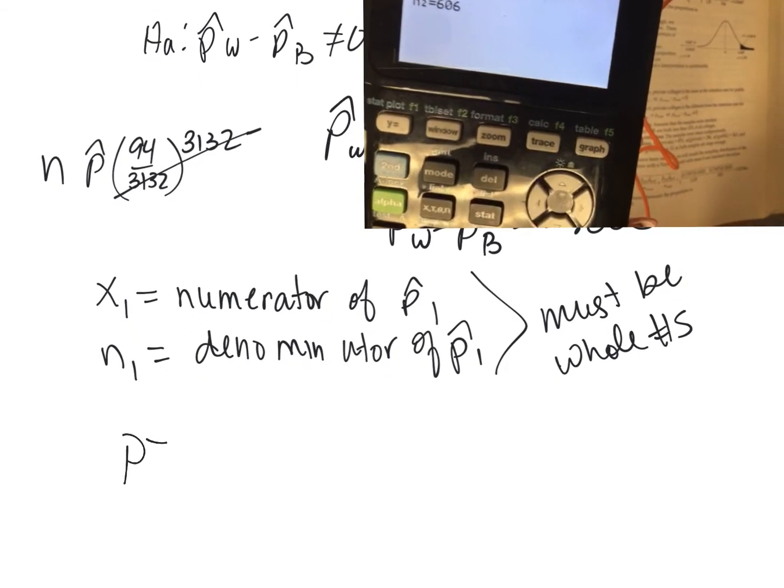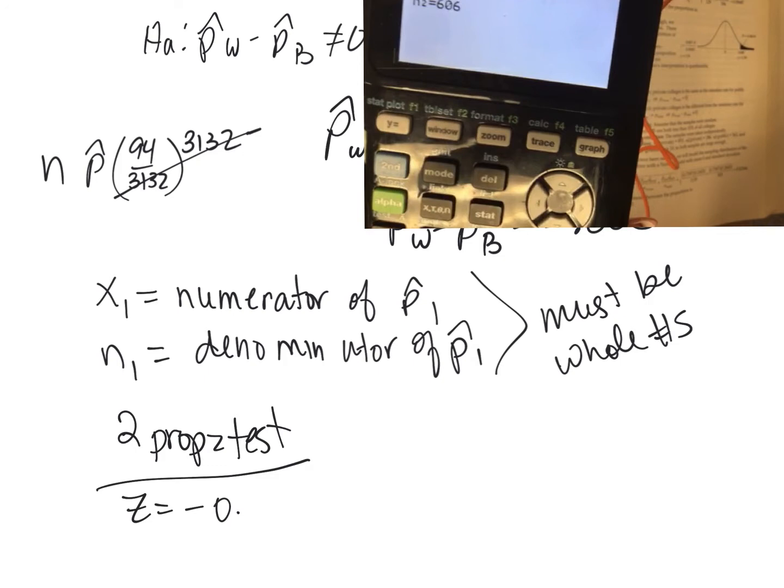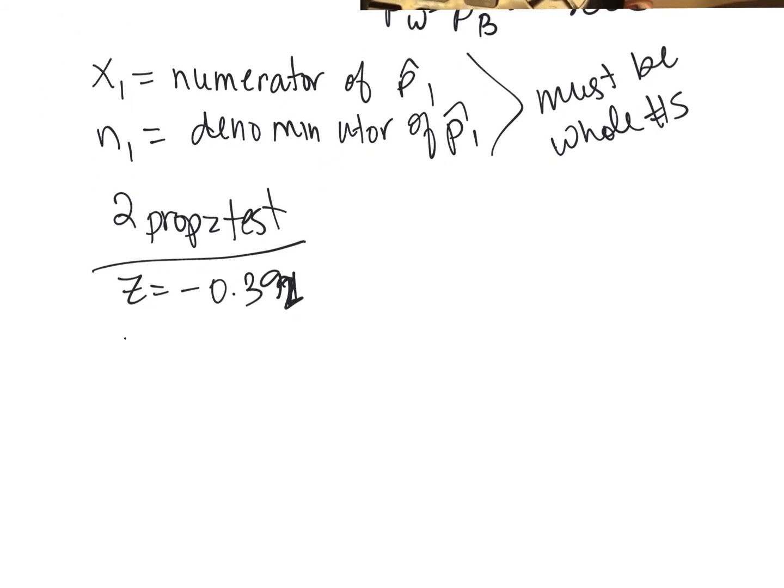So we got a p-value. Now, when you're doing this in the calculator, you need to write down 2 prop z-test. Then you can write your z was negative 0.39. If you pick the wrong alternative, you're going to get the wrong answer. And the p is 0.695. That's really all you need to write down, the z and the p.